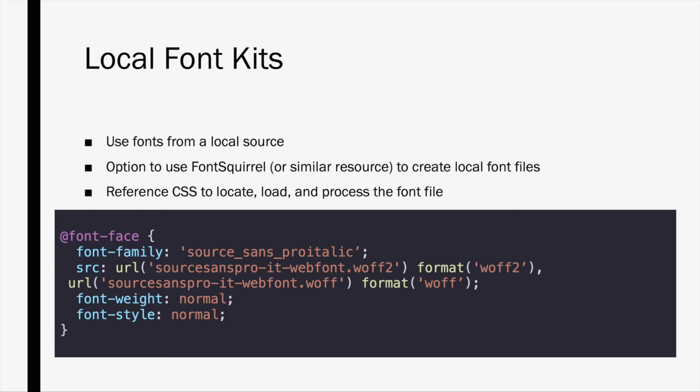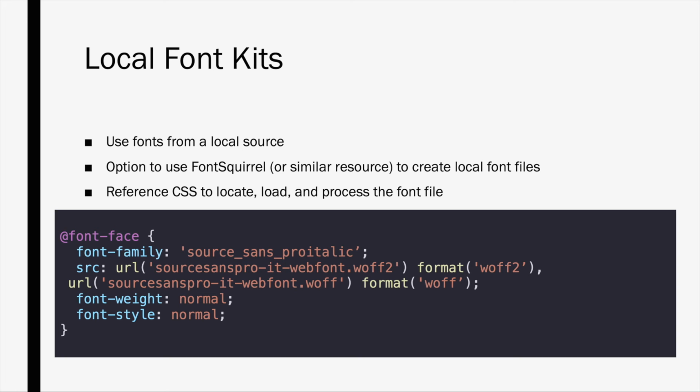You can also use local font kits, which means that you can use the font from a local source. For example, if you have a specialized font that you want to load from your own server, you can use this system. Font Squirrel is a great resource because it allows you to create font files and font kits for fonts that either Google Fonts doesn't have or you may have on your own machine. It allows you to reference the font file on your local machine or the web server that the web page is being loaded on, instead of going out there and trying to fetch it from the Google API.